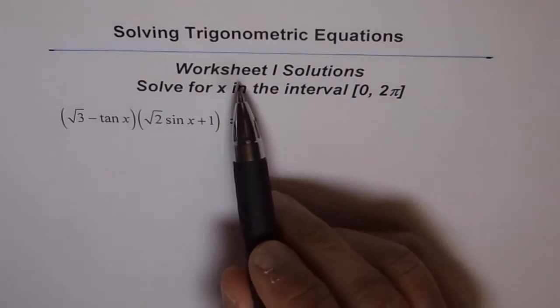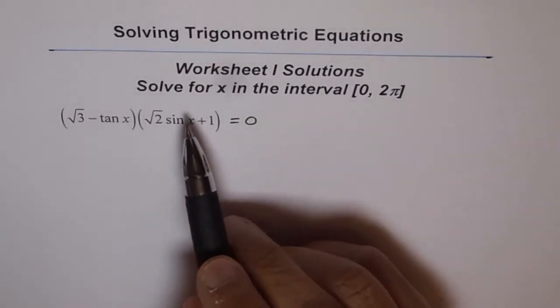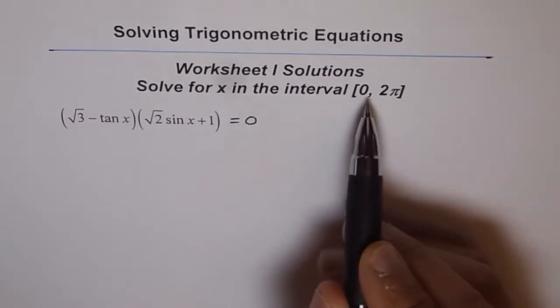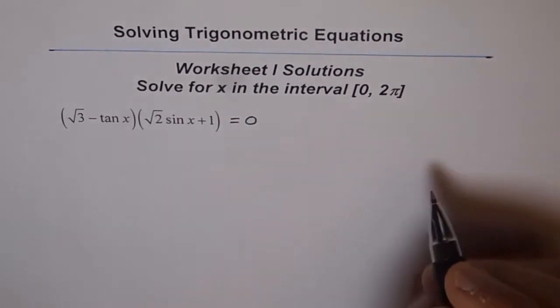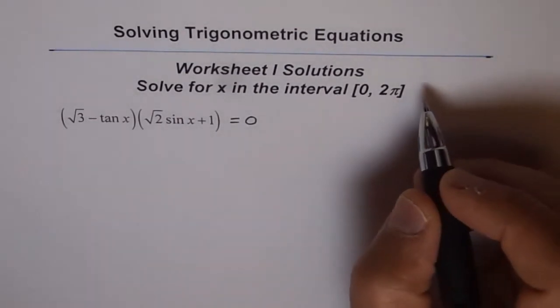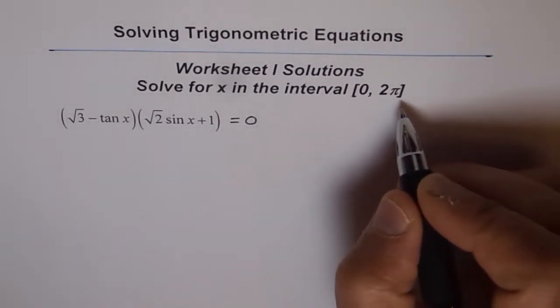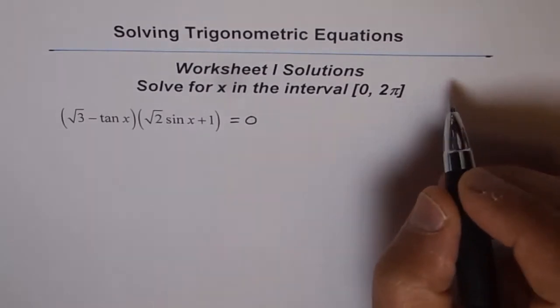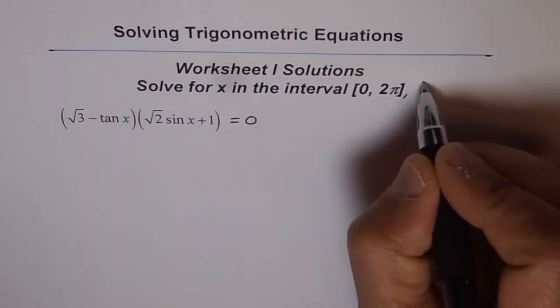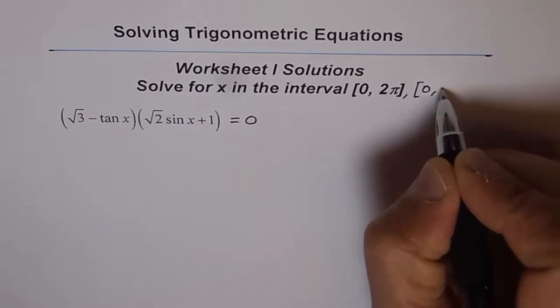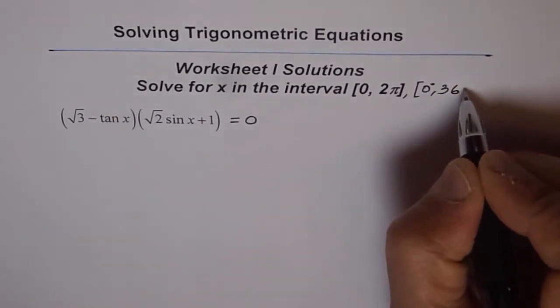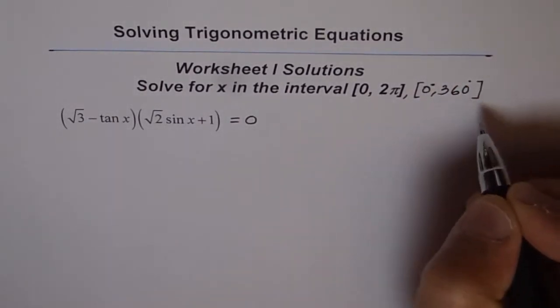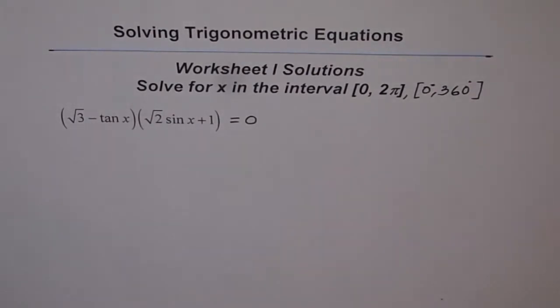Now, it says worksheet solution 1. It says solve for x in the interval 0 to 2 pi, right? Some of our students are not using 2 pi, they're not using radian units. So they can find solutions from 0 to 360 degrees, correct? So you can find solutions in either degrees or in radians.